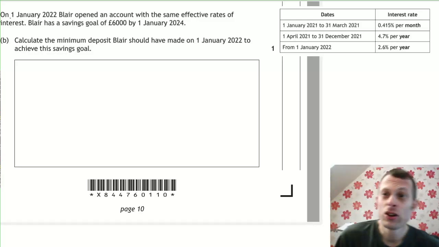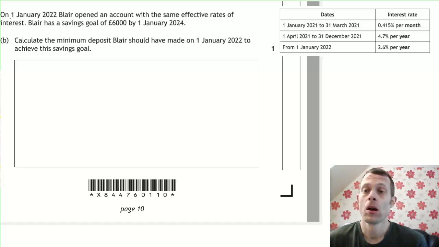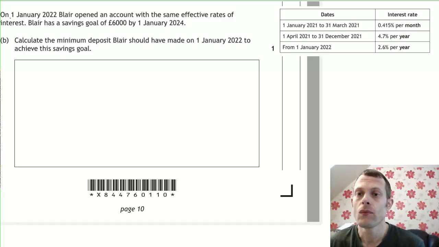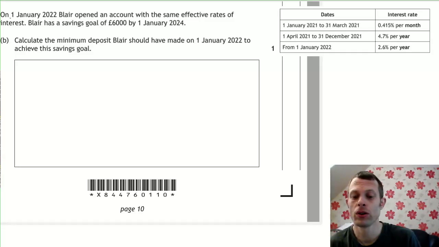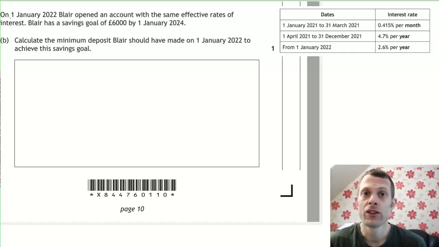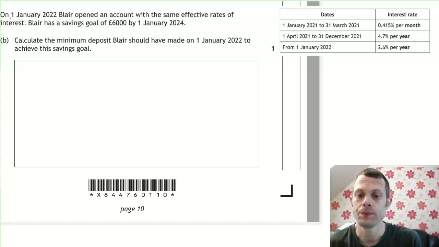On part B, we are using the same interest rates, but it's a different person, different account, and we are told that he needs to finish after 2 years with £6,000. He's starting on 1st of January 2022, so we are using the 2.6% per year interest. And this is known as present value. In other words, how much would we need to save now to have a certain amount in the future?